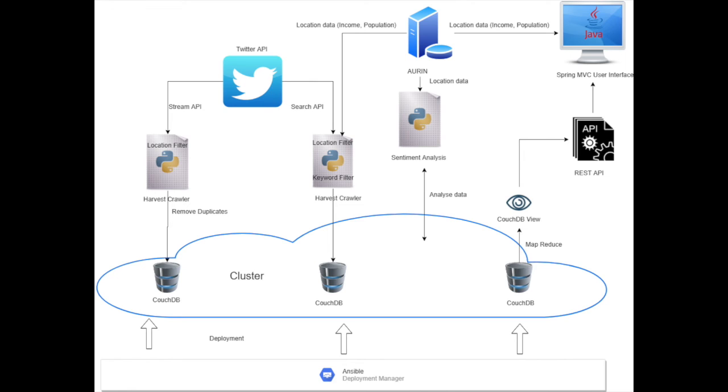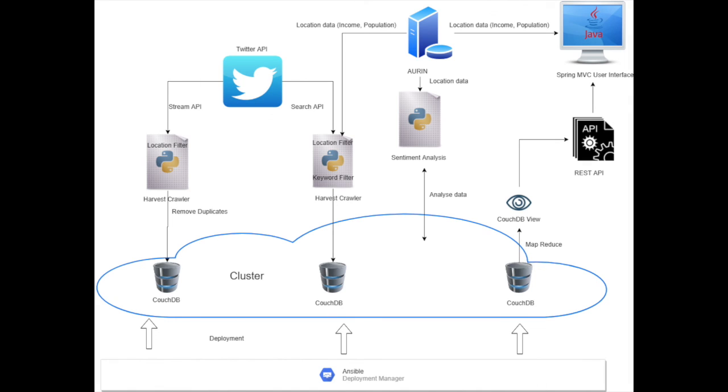While we watch that deployment, let's talk a bit about the source of our data. We took income data from AURN, the Australian Urban Infrastructure Network. We harvested data from both Twitter APIs available to us, the Search and the Stream API.